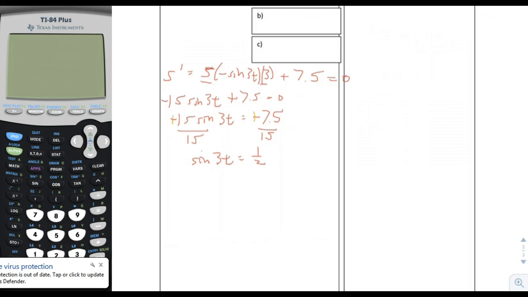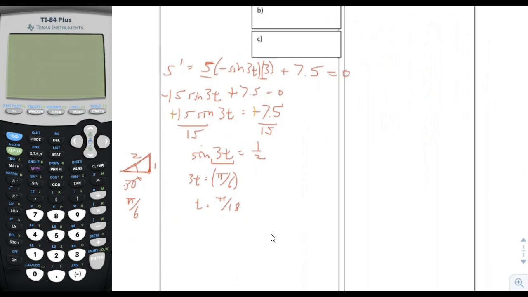Now we know that the sine of a certain angle is 1/2. Does that sound familiar? You could draw a unit circle, triangle, or whatever way you've memorized when the sine is 1/2. It's, by the way, equal to 30 degrees, or in this case we want to do radians, so it would be pi over 6. Okay, so 3t would be equal to pi over 6. t is equal to pi divided by 18.